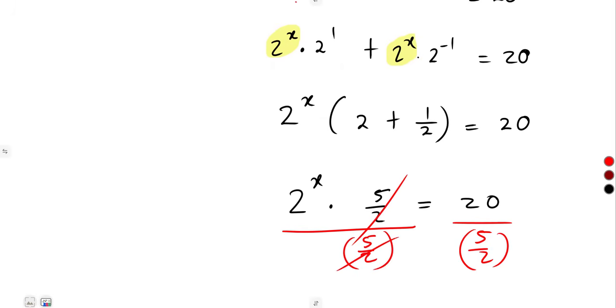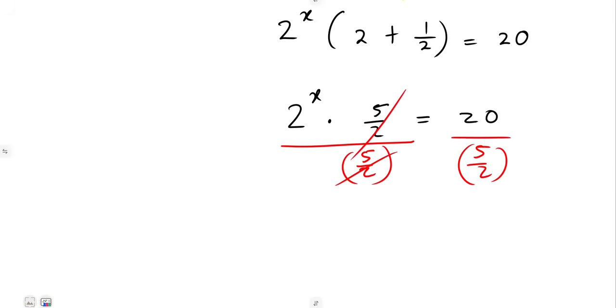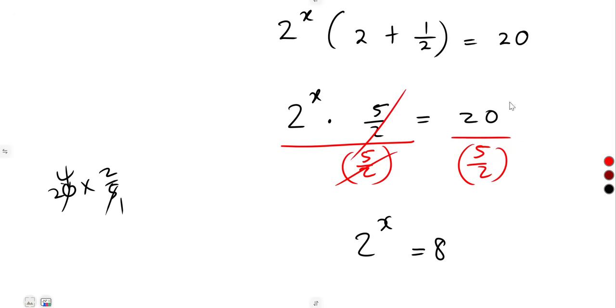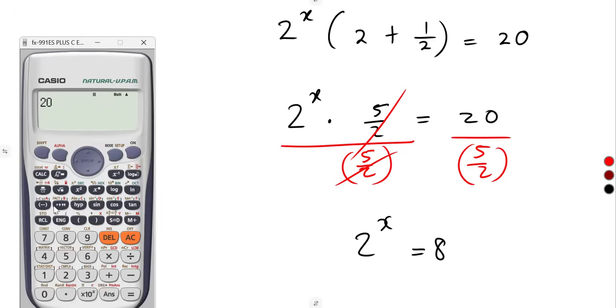So this was going to cancel. And you have got 2 to the exponent of x, which is 20 divided by 5 over 2. That's the same as 20 times, you invert the second fraction, so it's going to be 2 over 5. So that's 1, a 4. 4 times 2, that's 8. Or just use your calculator. 20 divided by open bracket, 5 over 2, then close the bracket. That is going to give us 8.